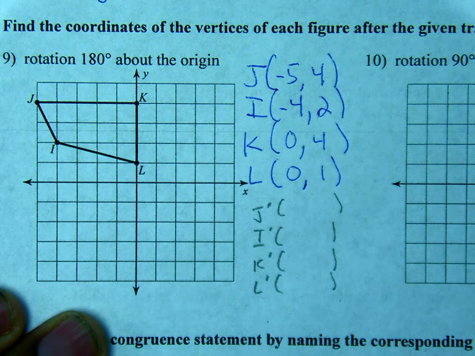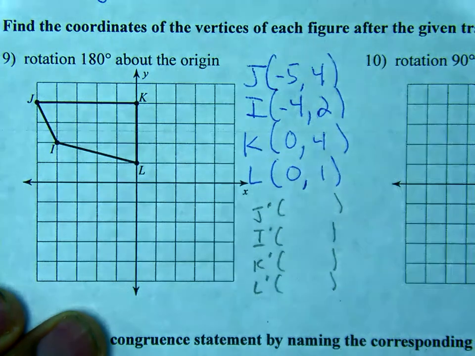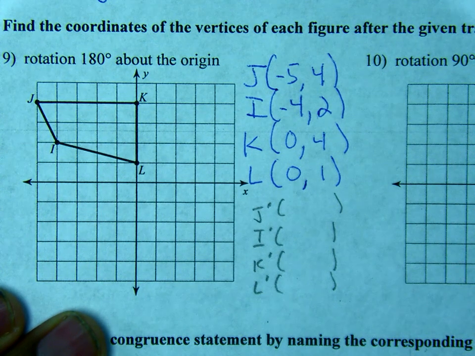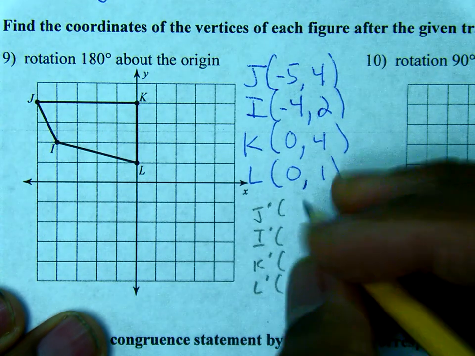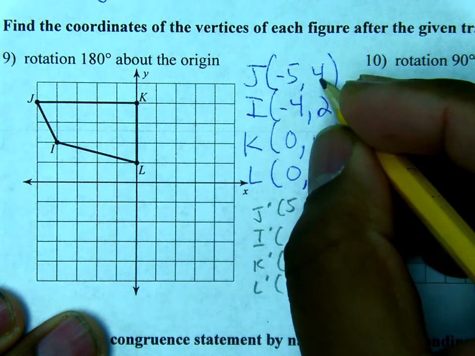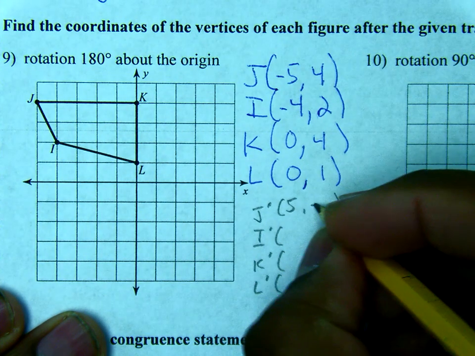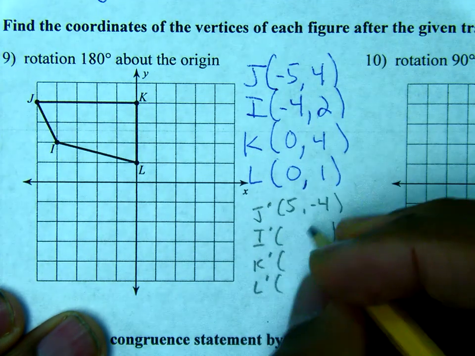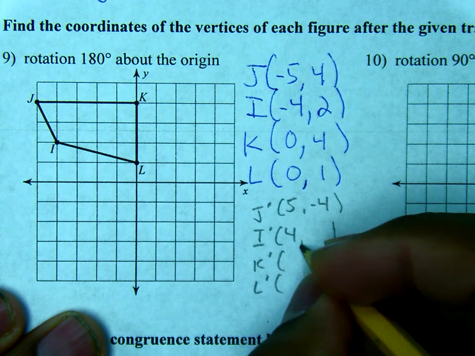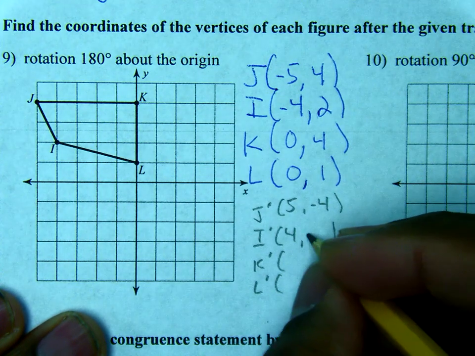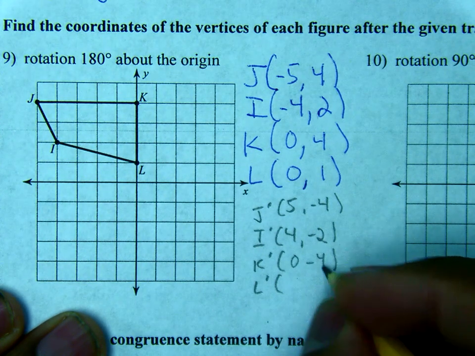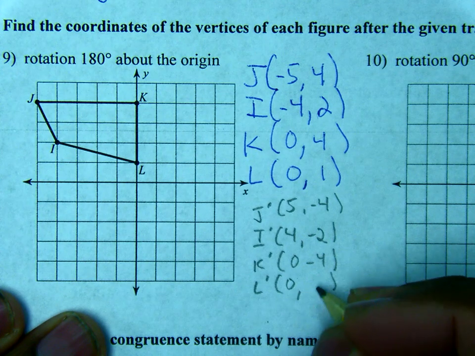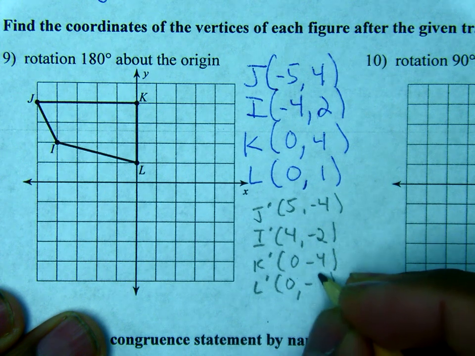Now, what you want to do is basically just change the signs. So if it's positive, make it negative. If it's negative, make it positive. So on this one, we got -5. We're going to make it +5. The 4 is positive. We're going to make it negative. 4 is negative. Make it positive. +2, -2. 0 is going to stay. 4 becomes negative. 0 stays. And 1 becomes negative.